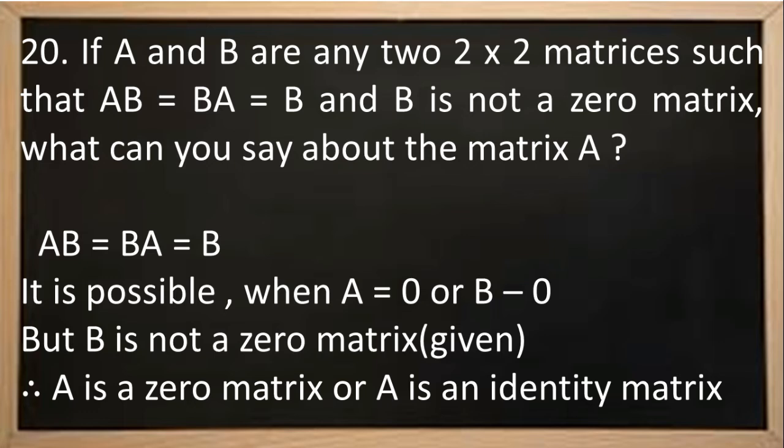The condition says that AB is equal to BA and hence it is equal to B. So this equality can be possible if either A is equal to 0 or B is equal to 0. But in the question it is clearly said that B is not a zero matrix. Hence we can say that A is a zero matrix or A can also be an identity matrix.